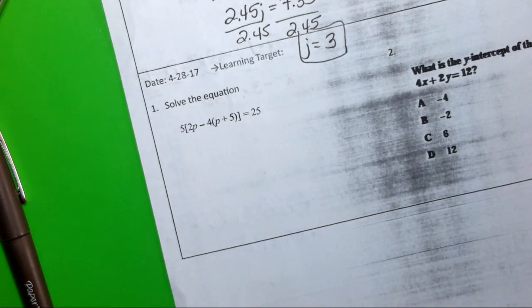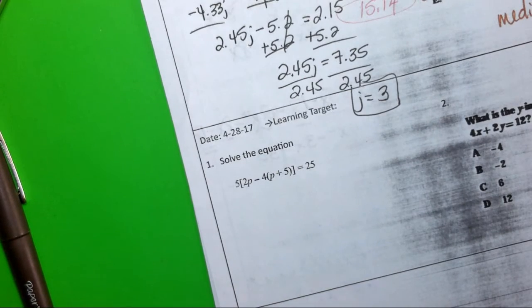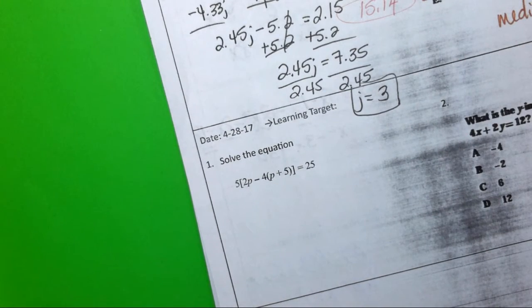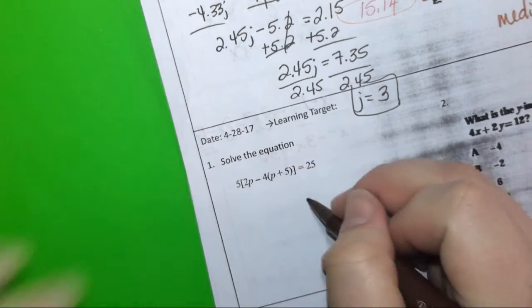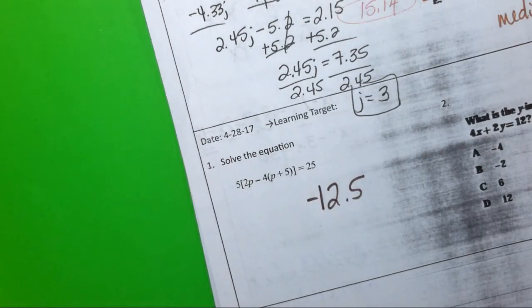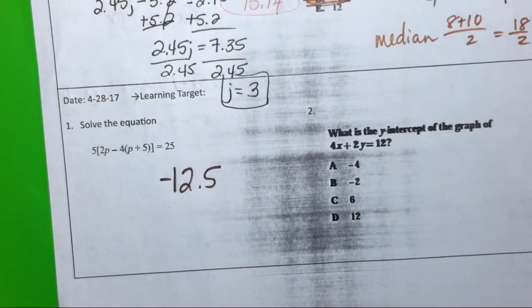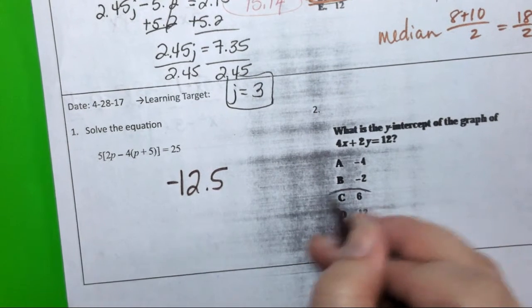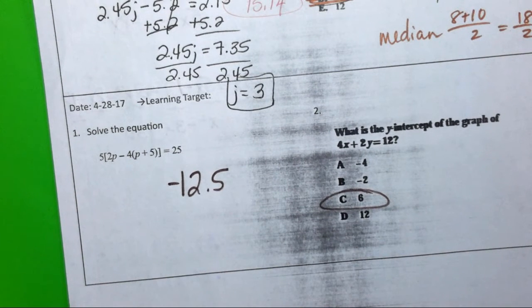Answer to the bell ringer is 12.5. I agree with that. Does anyone have an answer for number 2? C. It is C. How did you solve? Did you put it in y equals x plus b?